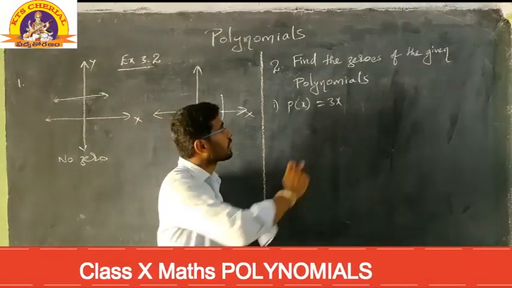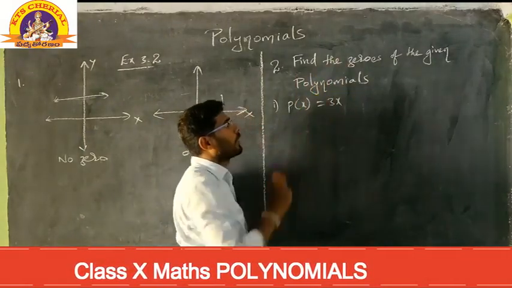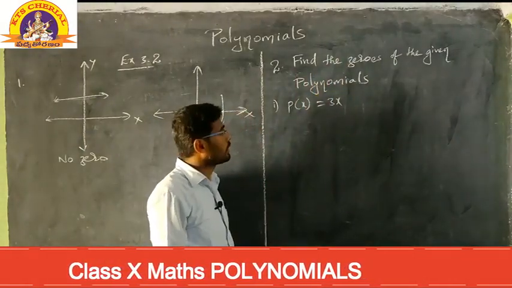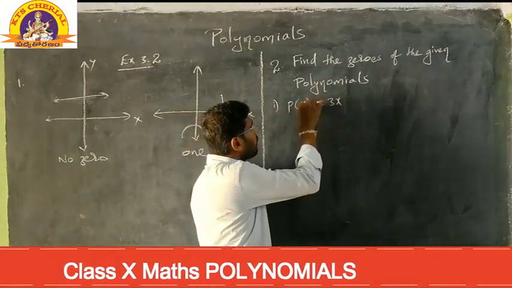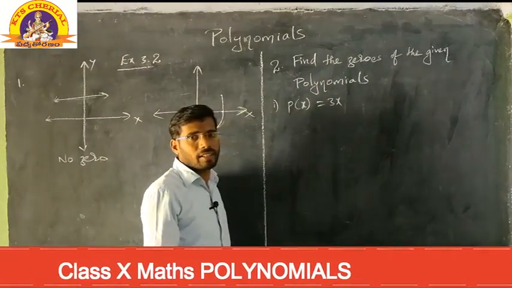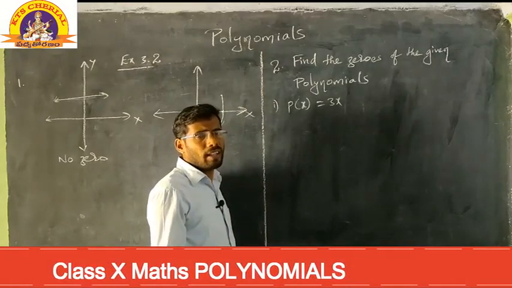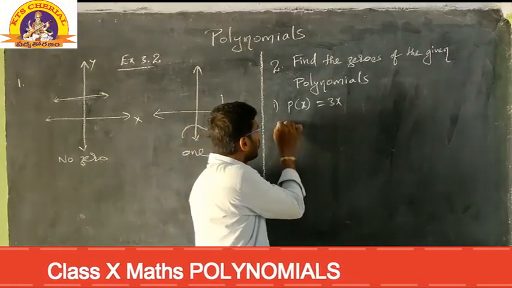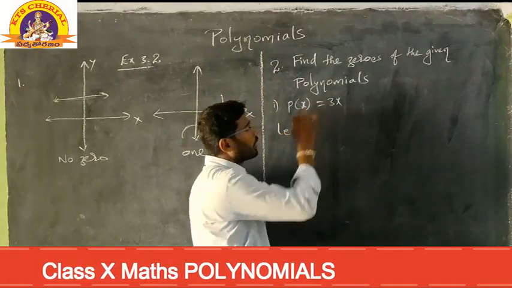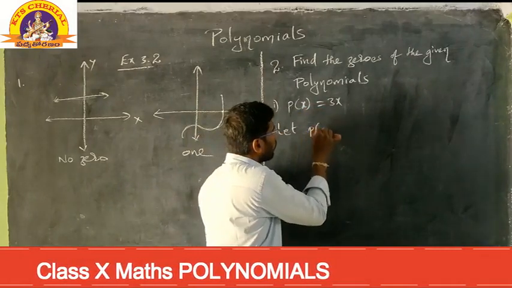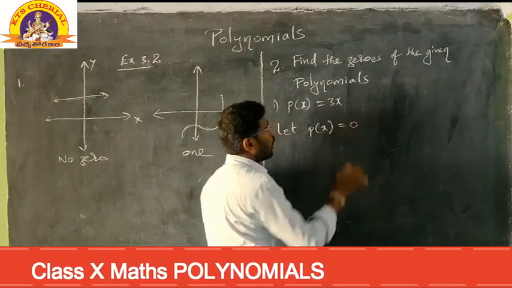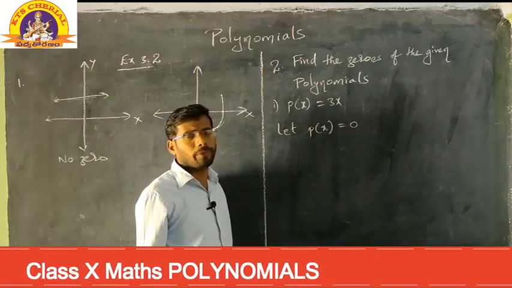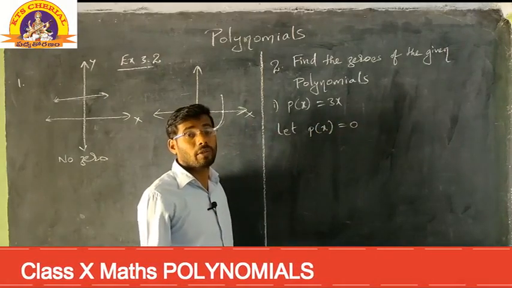Now what is he asking? He is asking to find the zeros of the given polynomials. Here he has given one polynomial, that is p of x equals 3x. Remember, whenever he asks to find the zeros, immediately you have to assume, let p of x equals 0, I am assuming. Whatever polynomial is given, we will assume it equals 0.